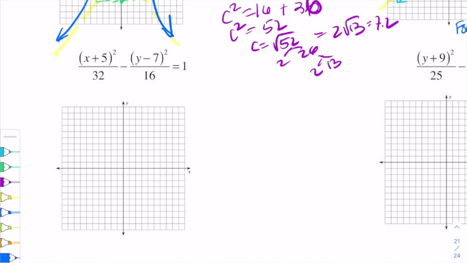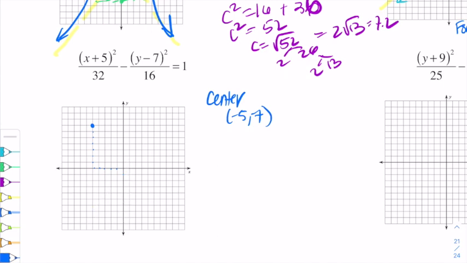So if we give you this one here, we're going to do the opposite of inside the parentheses, just like we've done for circles and for ellipses. So our center is located at negative 5, 7. 1, 2, 3, 4, 5. Oh, positive 7. 1, 2, 3, 4, 5, 6, 7.